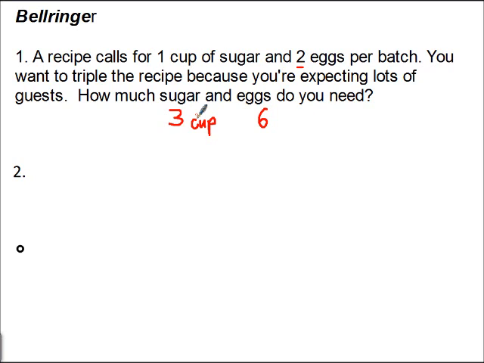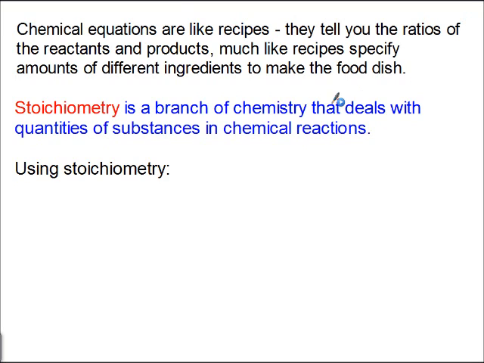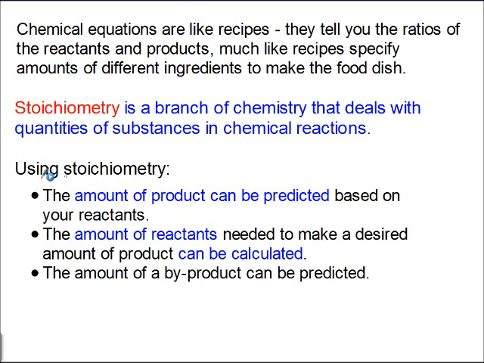No matter whether I triple it, double it, 10 times the amount, whatever I do, I have to keep that ratio the same. The ratios that we're going to talk about in chemistry and stoichiometry, we're going to talk about as mole ratios. So stoichiometry is the branch of chemistry that deals with quantities of substance in chemical reactions. It's similar to using a recipe. I talk about the ratio of the different ingredients to make the food. In stoichiometry, I'm talking about the ratio of ingredients to make the reaction happen.